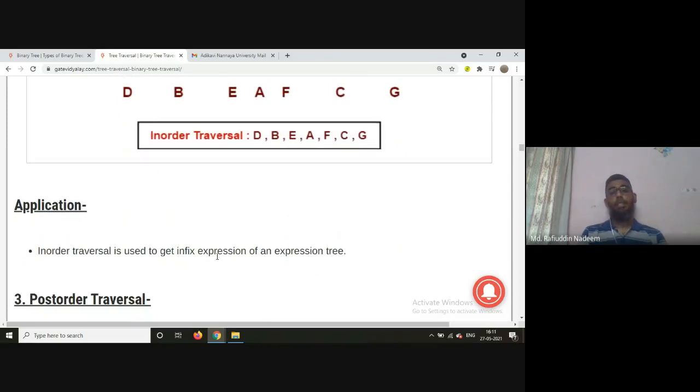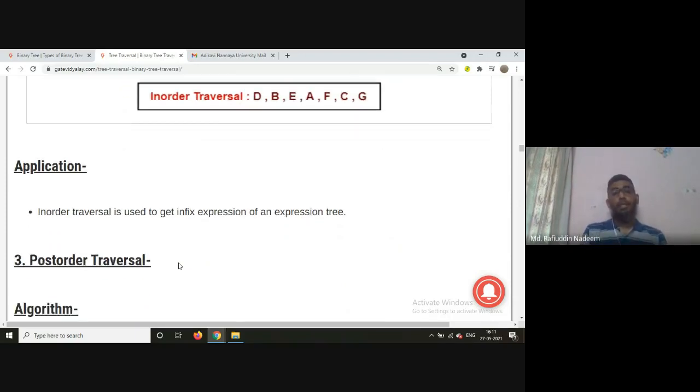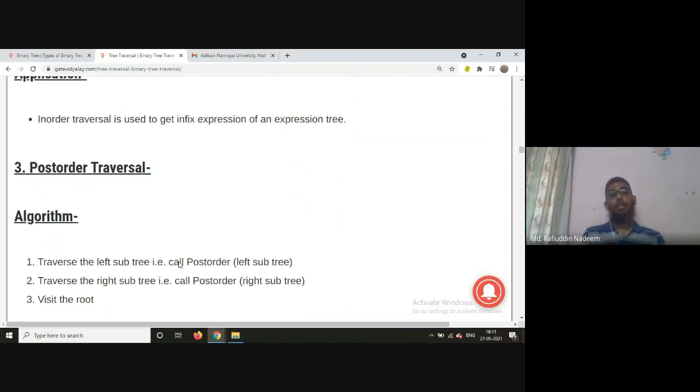So what are the applications? In-order traversal is used to get the infix expression of an expression tree. So if you want to get an infix expression of an expression tree, then you can go for the in-order traversal. Then you have the post-order traversal.